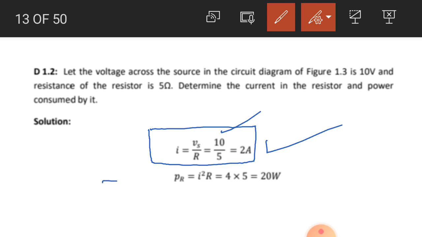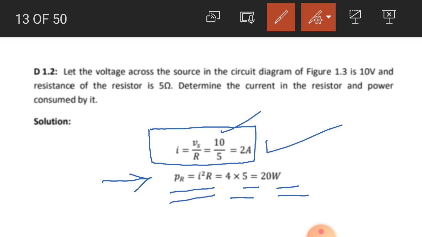We know that the power supplied by the voltage source will be equal to the power consumed by the resistor, and we can calculate the power consumed by the resistor with the help of this particular equation, that is I square R. So we have 4 into 5 and we obtain 20 watts. So the resistor of figure number 1.3 will consume 20 watt.